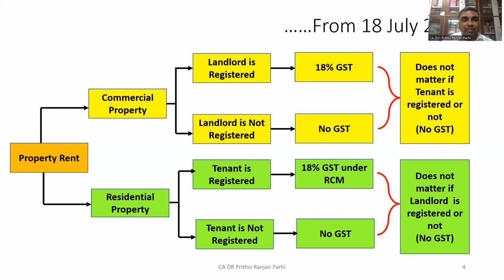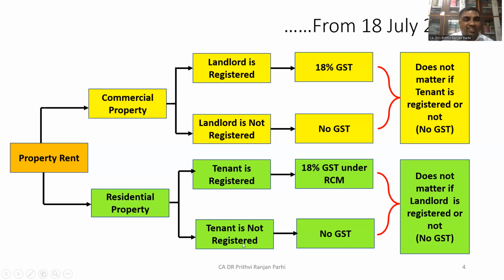What is reverse charge mechanism? Normally under GST law, what happens? One person is supplying, another person is receiving the goods or services. Normally, it is the supplier who is responsible to collect GST and deposit it with the government. We call it the forward charge mechanism. Under reverse charge mechanism, it is not the supplier, but the recipient of goods or services who is responsible to pay GST. So when the tenant is registered, the responsibility is shifted to the tenant, and the tenant is supposed to pay 18% GST under reverse charge mechanism.